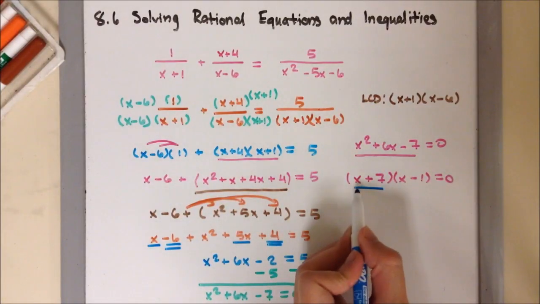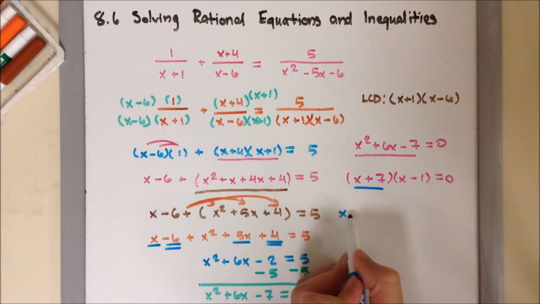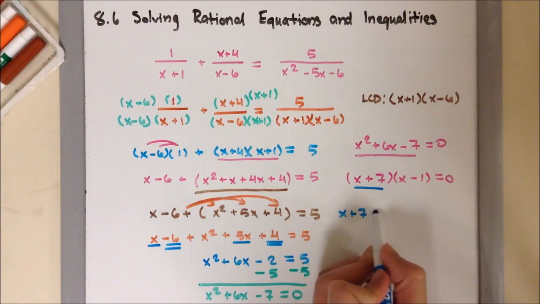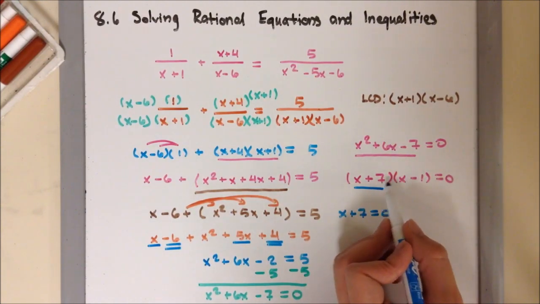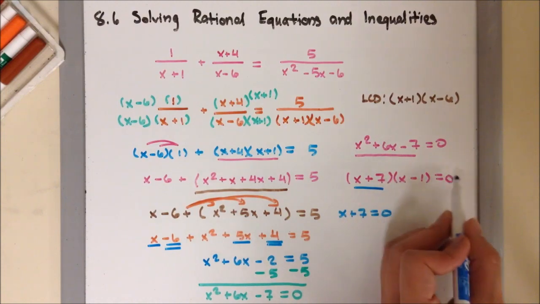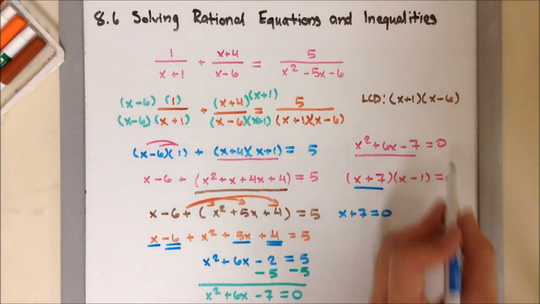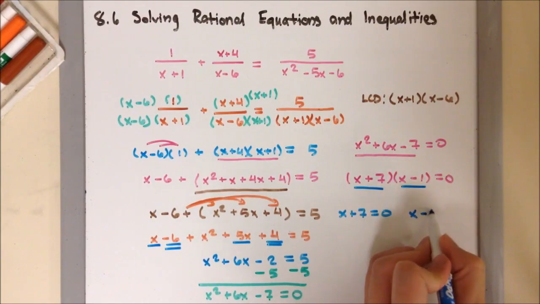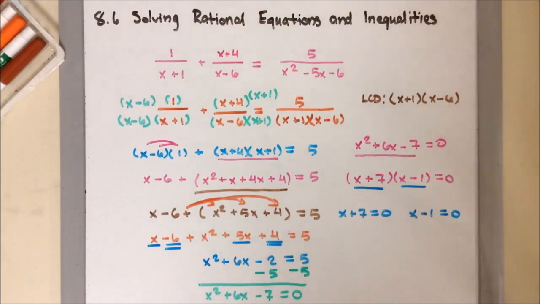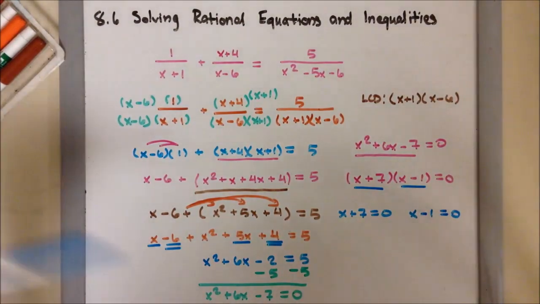So I'm going to set x plus 7 equal to 0. And you can only do this if these two factors were equal to 0, meaning this quadratic equation equal to 0. And now I'm going to set my second factor, x minus 1, equal to 0.